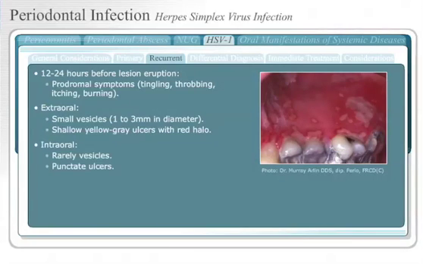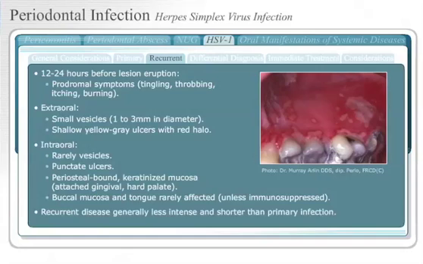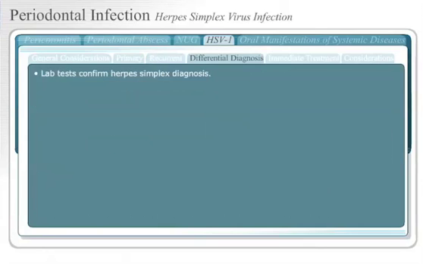Instead, ulcers limited to periosteal-bound keratinized mucosa, such as the attached gingiva and hard palate, usually are seen. The buccal mucosa and tongue rarely are affected unless the patient is immunosuppressed. Recurrent episodes are generally of lesser intensity and shorter duration than the primary infection in immunocompetent people. When confronted with undiagnosed lesions that may be the result of a herpes simplex infection, lab tests may be needed to confirm diagnosis and differentiate herpes from other oral lesions.